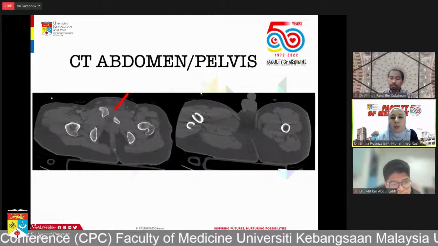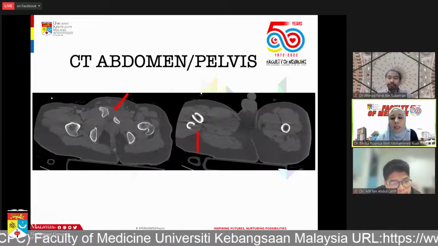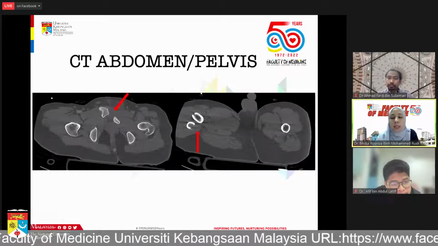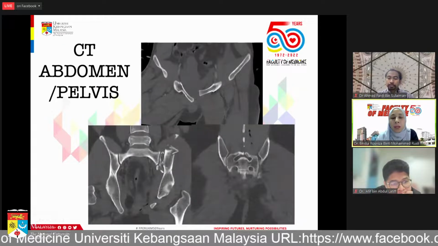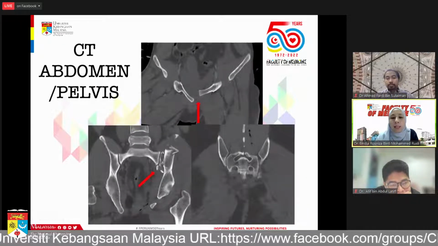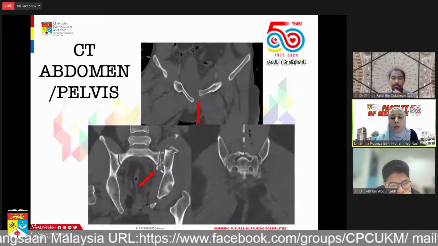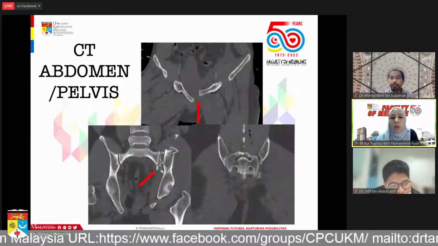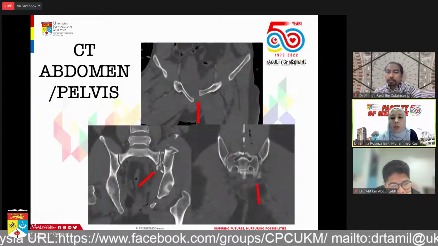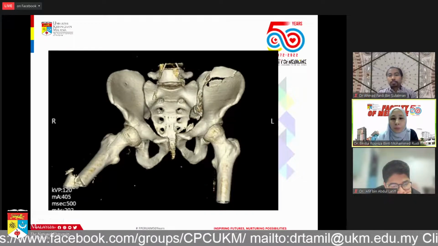Again, this is a pubic diastasis and the fracture of the mid-shaft femur that was seen in the radiograph presented earlier. This is the coronal view. So again, you see the pubic diastasis, comminuted fracture of the left iliac bone extending to the sacroiliac joint with no widening of the sacroiliac joint, and fractures of the lower sacrum.